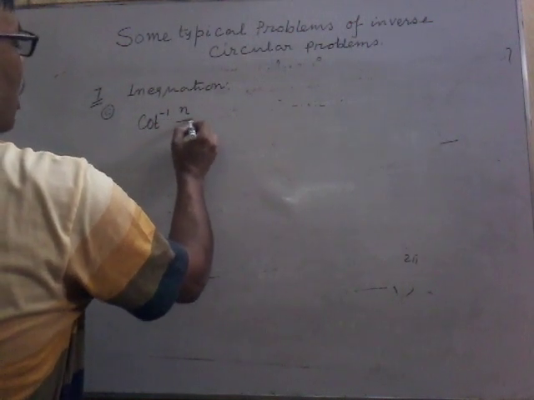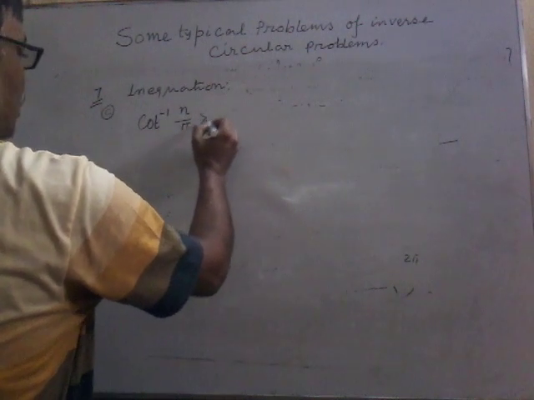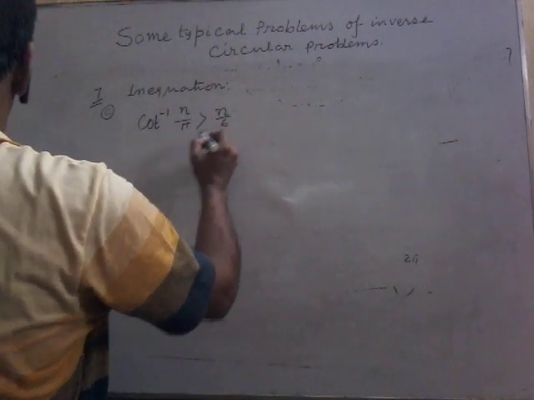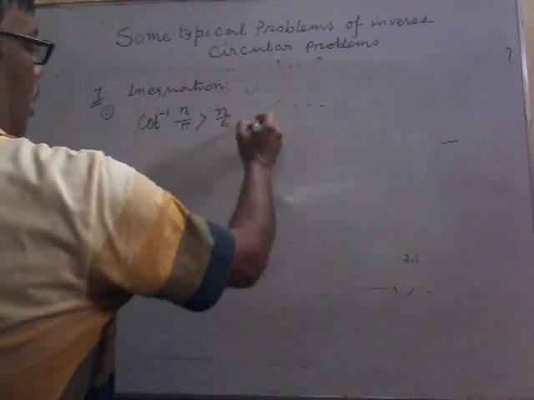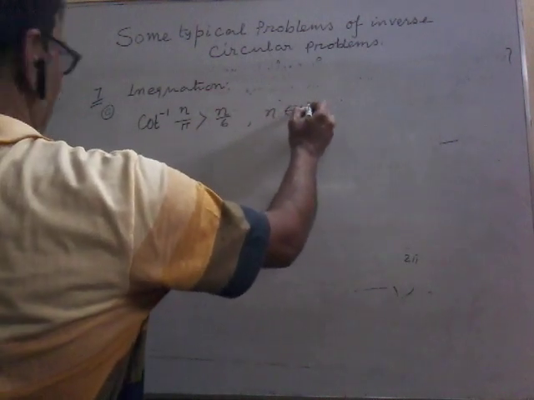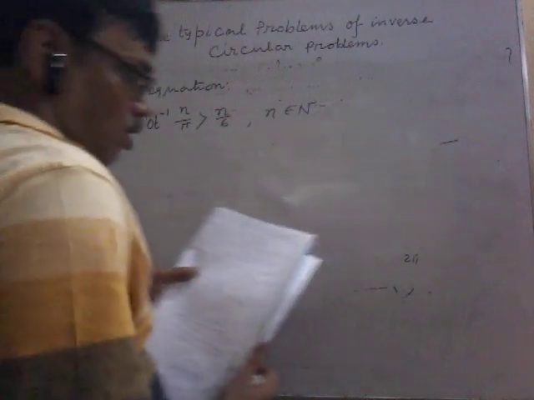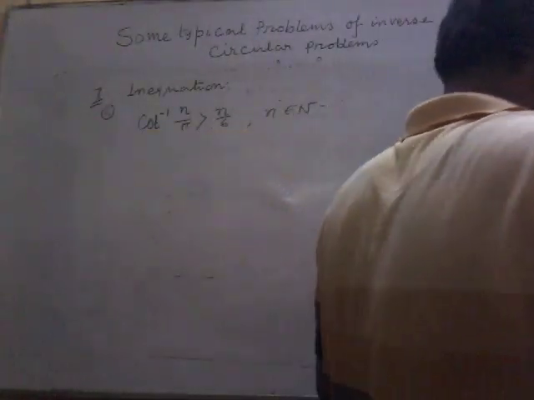cot inverse (n by pi) greater than n by 6, where n belongs to capital N. Find the least value of n.